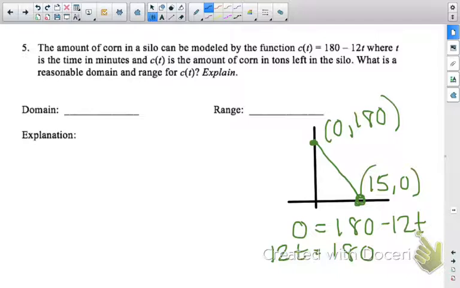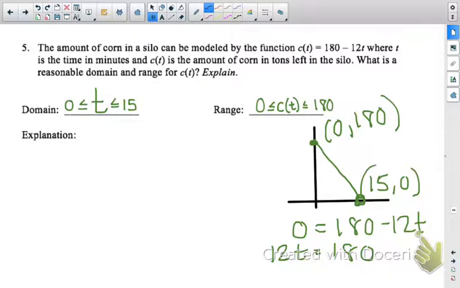Now I can set this up, and I'm going to use t for my domain and c of t for my range, which is my y value. Again, this is continuous data, so I'm going to set this up as an inequality. I can see that my smallest x value is 0 and my largest is 15. Now I said x, but it is t in this problem, but I know you're more accustomed to x. My smallest y value, or c of t, is 0 and my largest is 180.